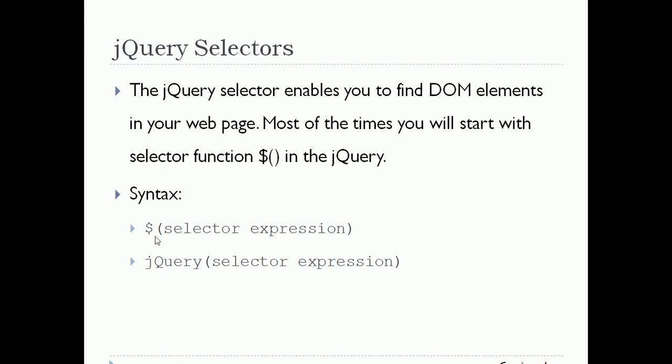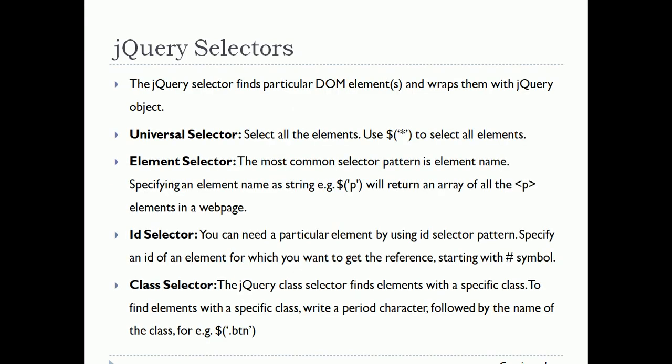Now let us see the syntaxes available for the selectors. Either you can use $ or jQuery. Basically, $ and jQuery are both functions. $ is just an alias to the jQuery function, and generally $ is preferred because it is easy and fast to write. Now let us see the available selectors in jQuery.